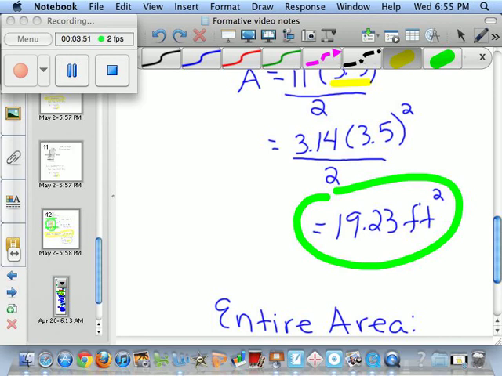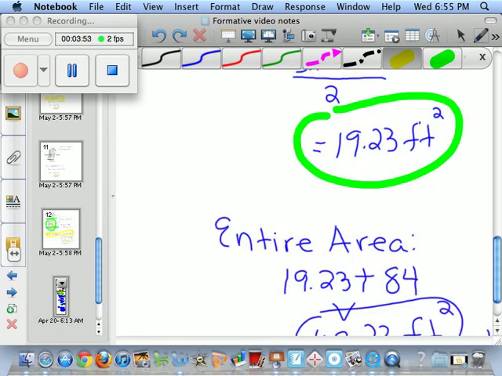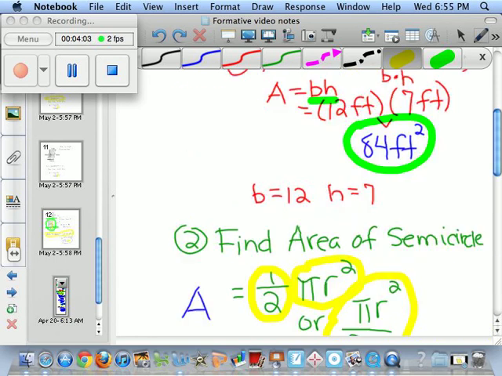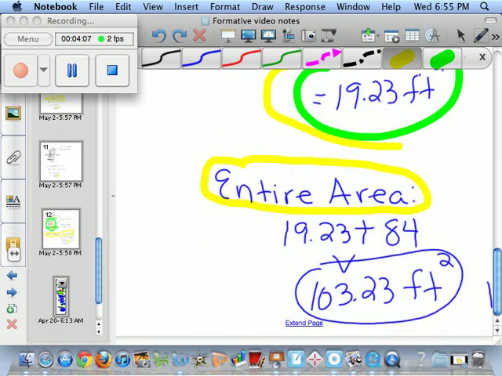But this is just the area of half of a circle. We need the entire area of our figure. To find the entire area, you add what we found here, and we have to add what we found up here. Add the two parts together of their areas, and you get your total area right here.